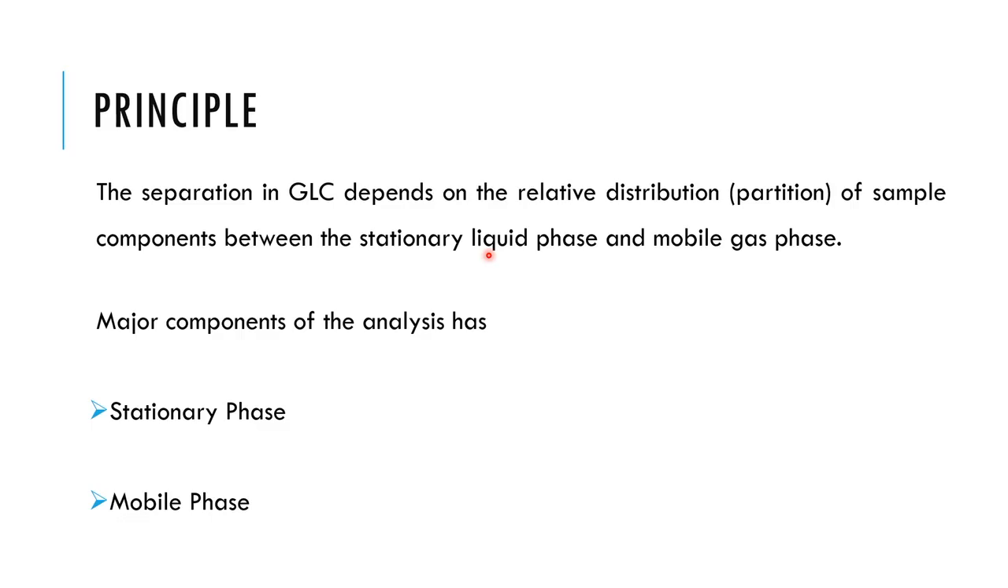Say, for example, if we take two compounds, one lighter and one heavier, the lighter compound will not be retained for long and will be eluted quickly, whereas the heavier compound, say methanol or any organic compound, will be retained for a little longer time and will get eluted and come at the last. So based on the relative distribution of the sample components between the liquid phase and the gas phase, we get the peaks. The major components of the analysis are the stationary phase, which can be a liquid phase or a solid phase, and the mobile phase, which is a gas phase.